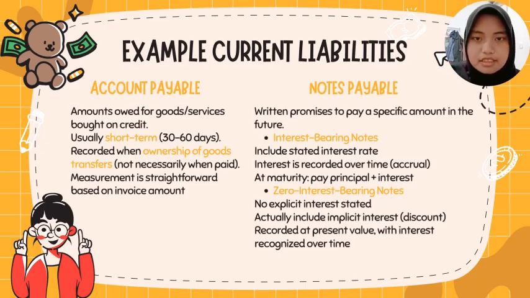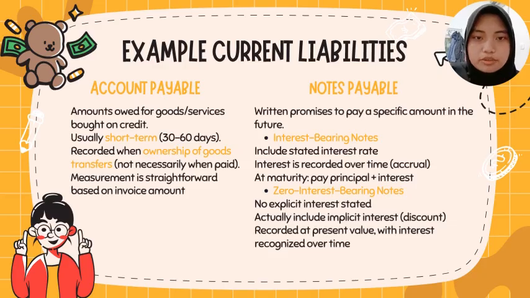The next is the example of current liabilities. First one is accounts payable. It's an amount owed for goods or services bought on credit. Usually accounts payable are short term, usually 30 to 60 days, and are recorded when the ownership of goods transfers, not necessarily when it's paid. Measurement is straightforward, based on the invoice amount.